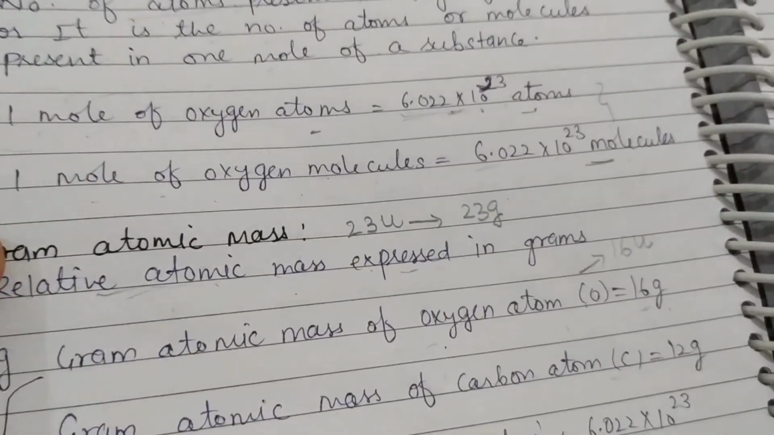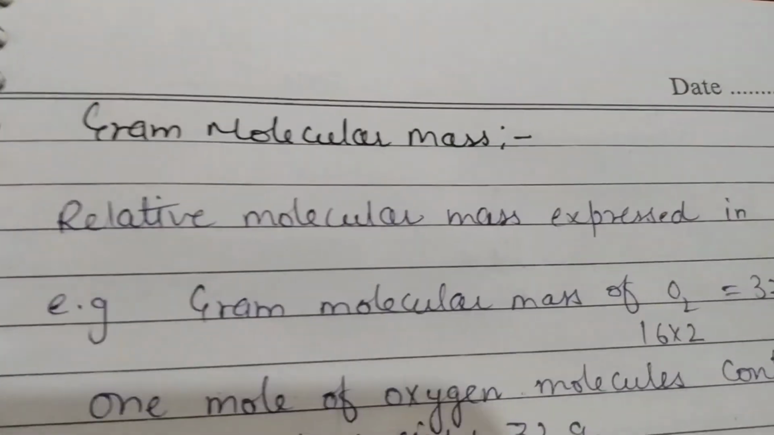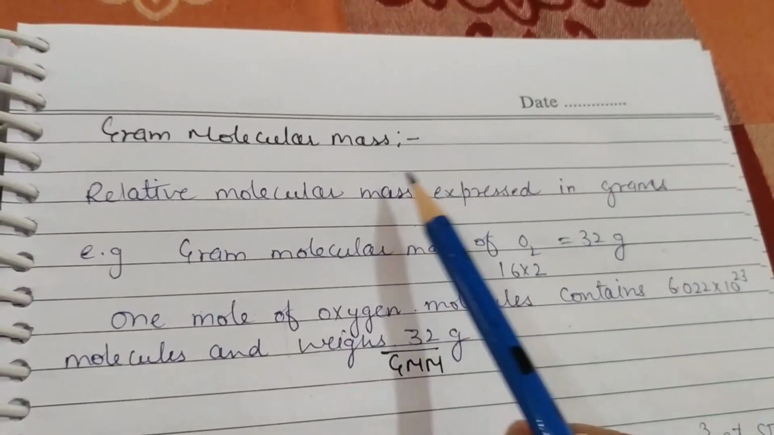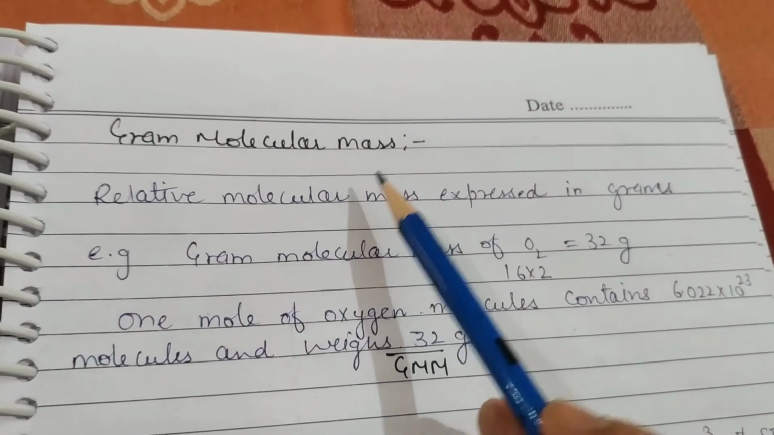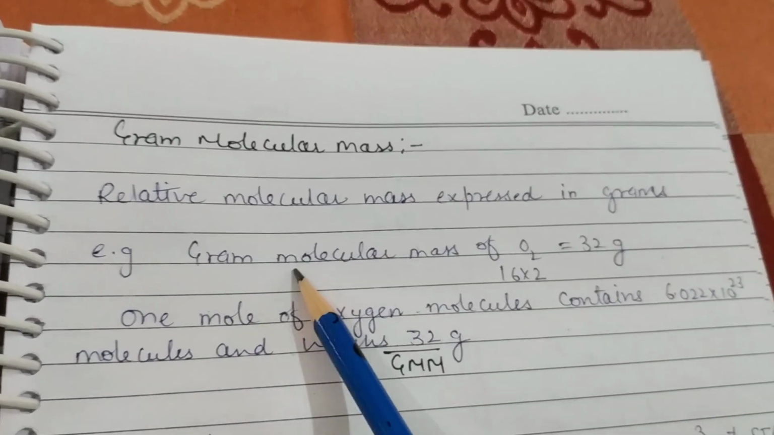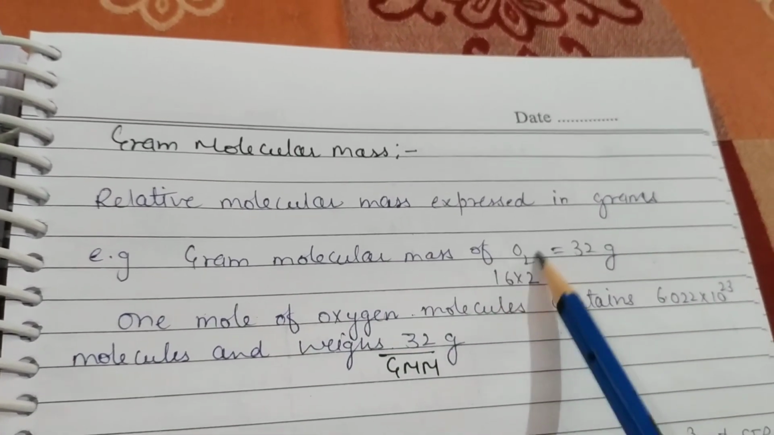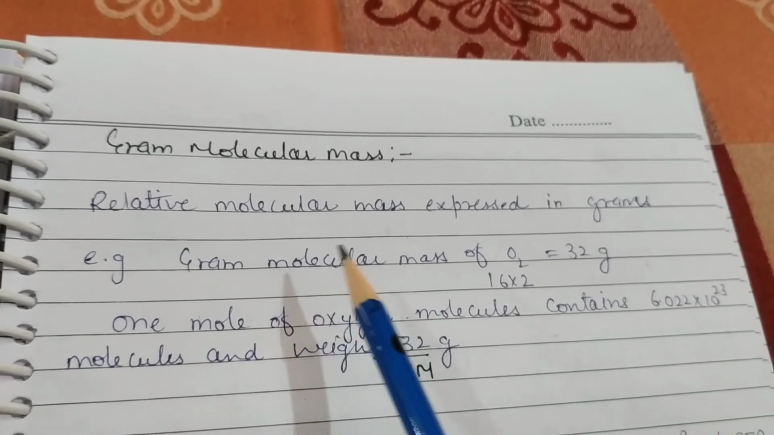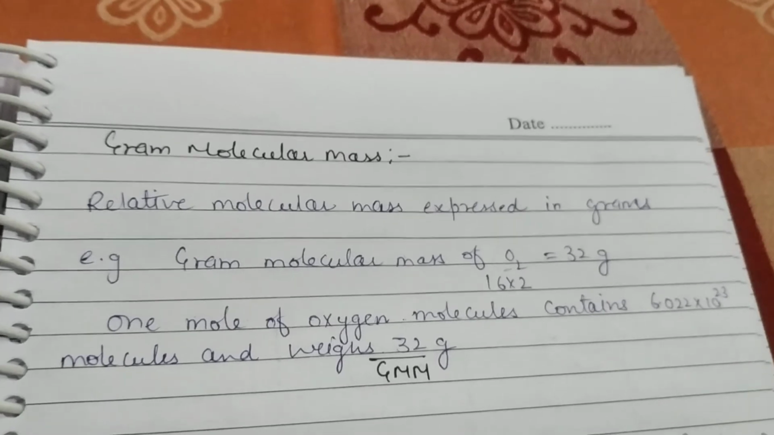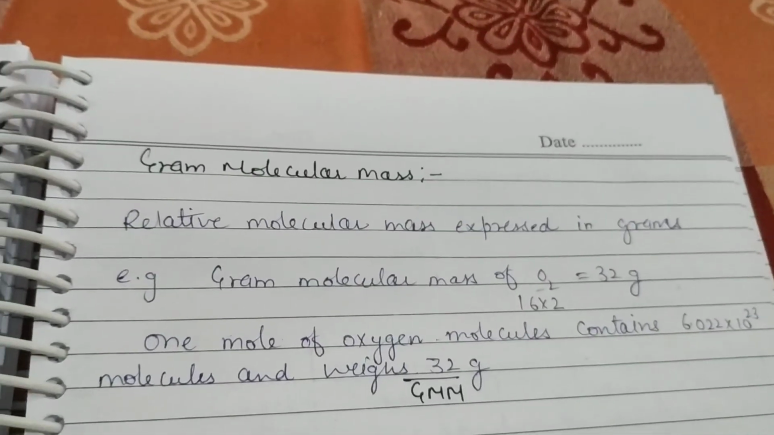So let us move to gram molecular mass. Likewise, it is the relative molecular mass expressed in grams, right? Like the gram atomic mass we have discussed, so gram atomic mass of oxygen, if we talk about gram molecular mass of oxygen, because this is a molecule, right?